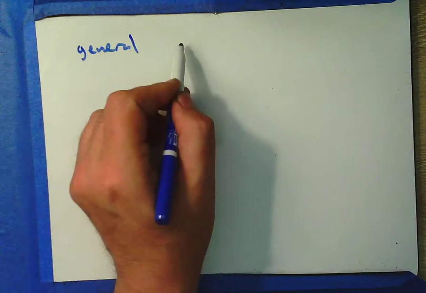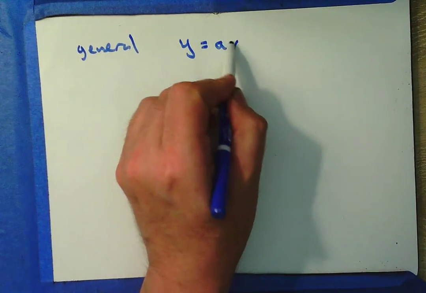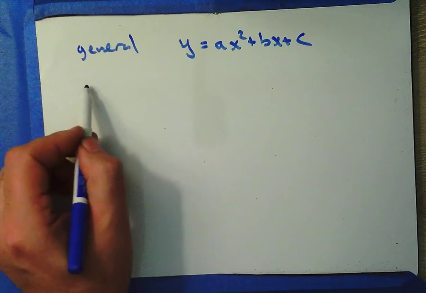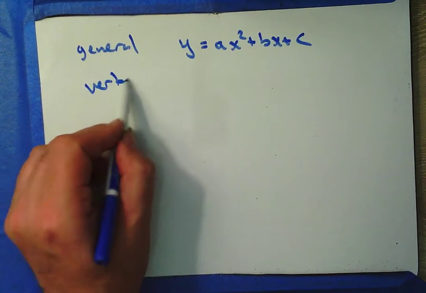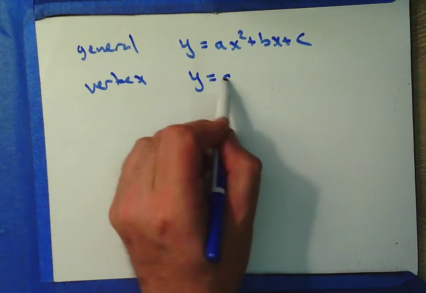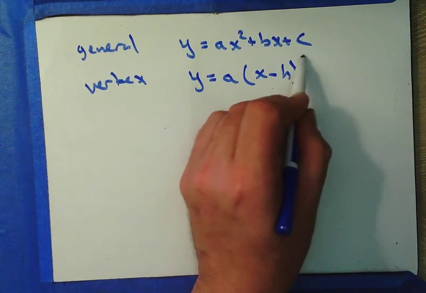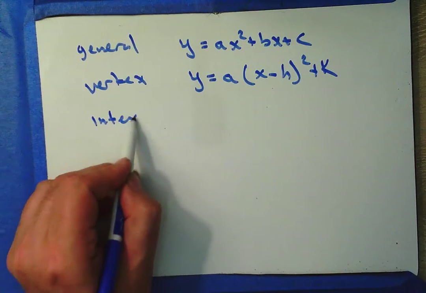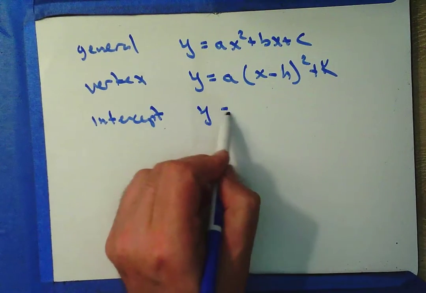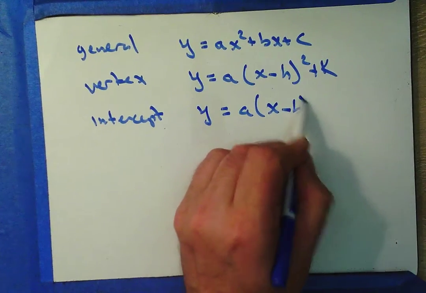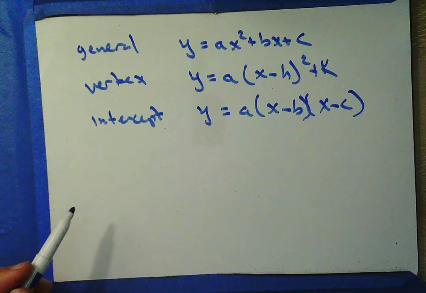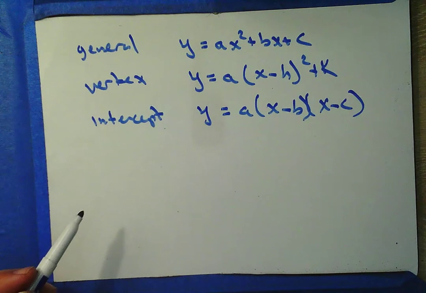But I do need you to be really, really, really comfortable graphing those quadratics, whether I give you general form, which was ax squared plus bx plus c, whether I gave you standard or vertex form, which was a(x minus h) squared plus k, or if I gave you intercept form, which was y equals a(x minus b)(x minus c). Okay, so those are the 3 forms you need to be comfortable with.